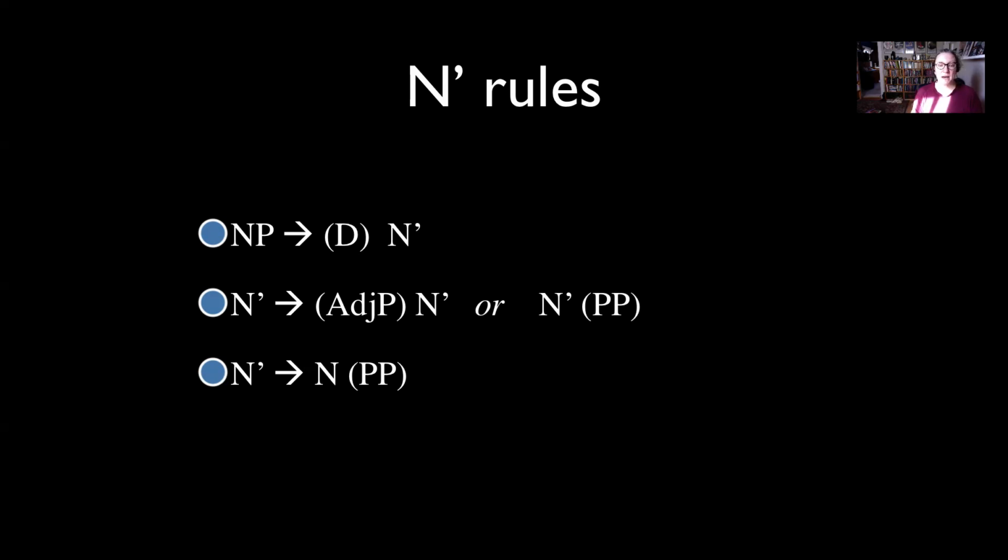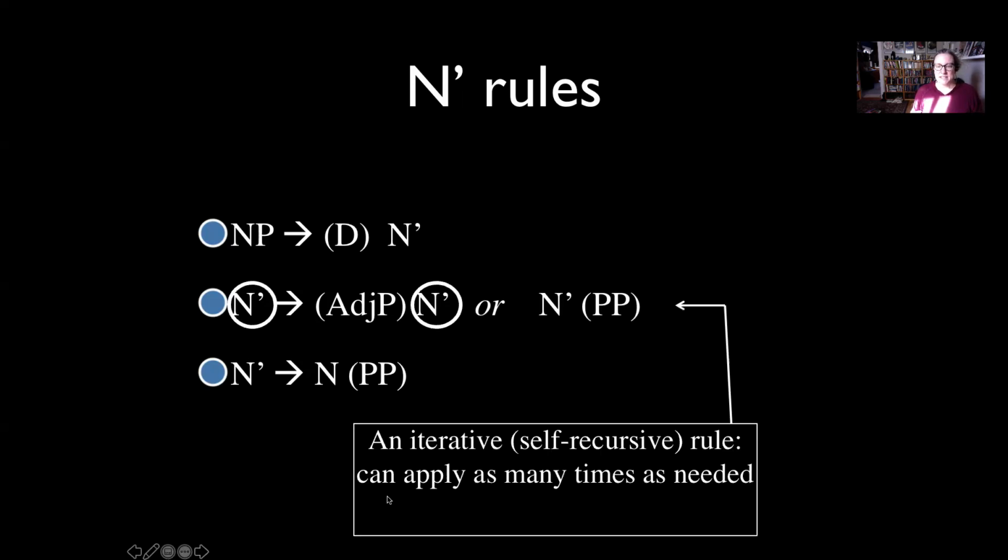Just like above every ADV we've been putting an ADVP, now above every N we'll put an N-bar, which is marked here with the parentheses. When it was first created, it was marked with a bar across the top of the letter, which is how we get the name bar theory, S-bar theory. So this middle one is an iterative, self-recursive rule.